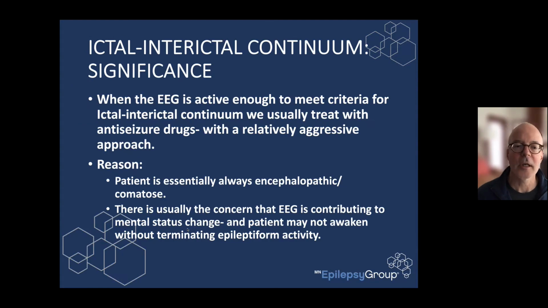So the significance of the ictal interictal continuum: when the EEG is active enough to meet criteria for the continuum, we usually treat with anti-seizure drugs and take a relatively aggressive approach. The reason is the patient is almost always encephalopathic and comatose. So if the EEG is active enough to meet the criteria, you're going to want to try to quiet the EEG down. Again, that's where EEG tech staff are an incredibly valuable part of the team.